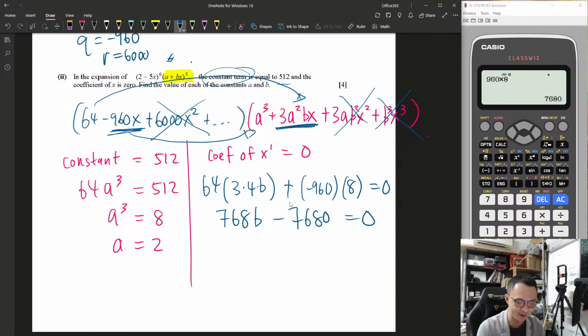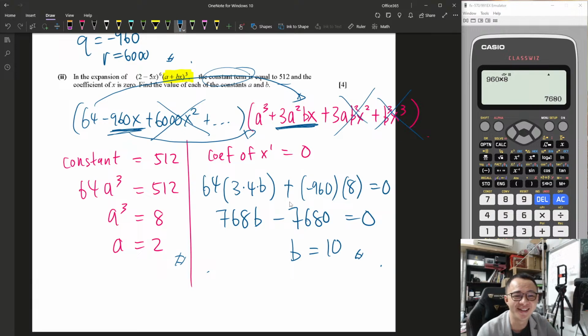Okay, a equals 0. Then b equals 10, right? 1 over 10, sorry. No, b equals 10. Yes, correct. Okay, this is how I get A and B by solving it, 4 marks in the exam.